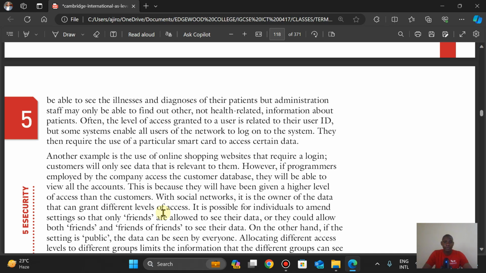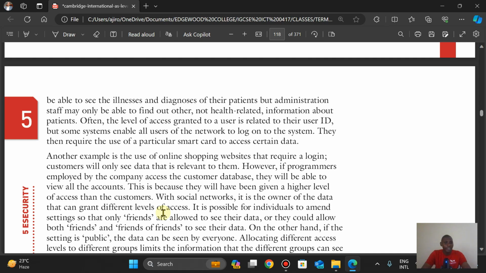Now for example, talking about social networking like Facebook, LinkedIn, your Instagram, your X, the owners of data can grant different levels of access. It is possible to amend settings so that only friends are allowed to see their data, or they allow both friends and friends of friends to see their data. Most of my friends across continents use friends of friends. So it means that for you to be able to see their information, you have to be a friend who is a friend in their contact.